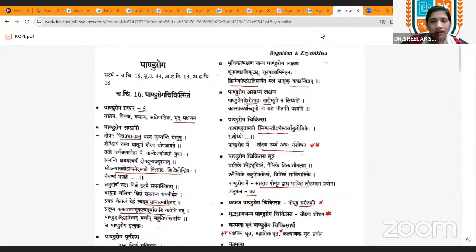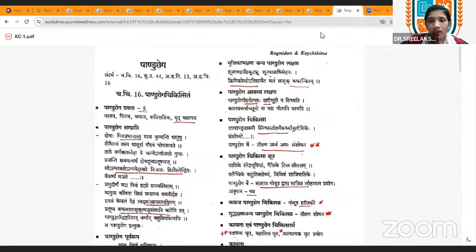Between Tvak and Mamsa. So, you can write the code here as TPM. T for Tvak, P for Panduroga, M for Mamsa. So that is the code for Sthana Samshaya of this Panduroga.